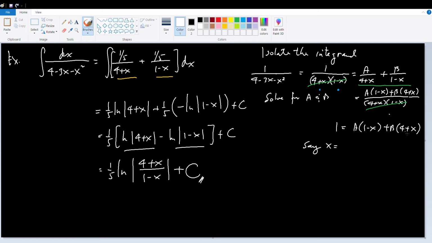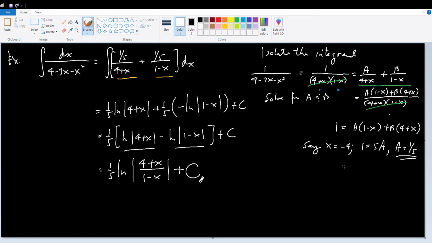To make the factor 4 plus x equal to 0, we can set our x equal to negative 4. Okay? So what will happen? We have 1 equal to a times 1 minus negative 4, which is positive 5. So it gives us 5a, hence a is 1/5.